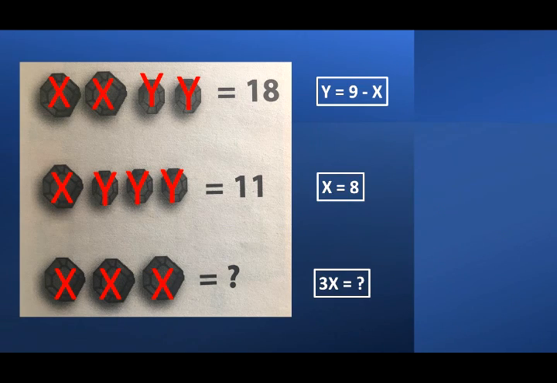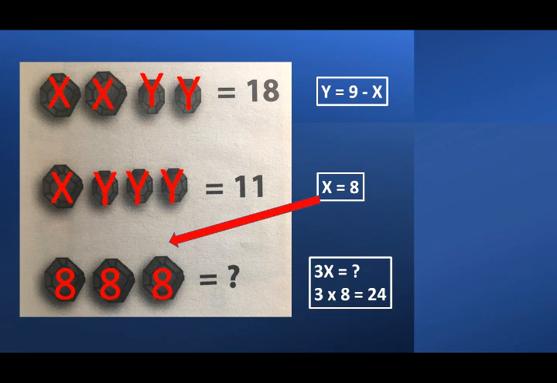So now in the bottom row, we'll simply substitute the x for an 8. We have 3 of them, or 3x equals 3 times 8 equals 24. All right, so that's how you solve these types of problems.